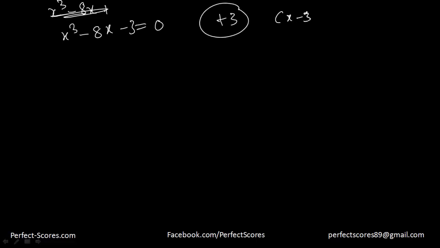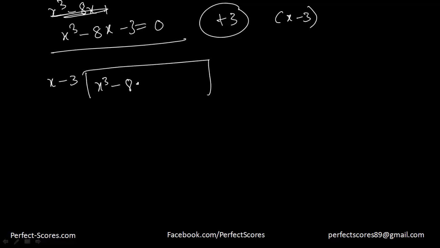That means if positive 3 is the rational root of this equation, that means x minus 3 is a factor of this equation. So what we do is we divide by x minus 3 to actually find out what's happening. What's the next root, because the next root will be a complex root and there's no other way for us to find the complex root.